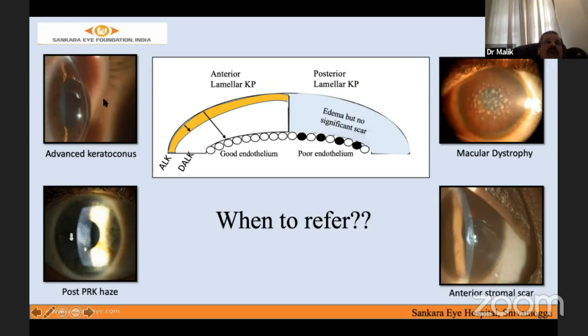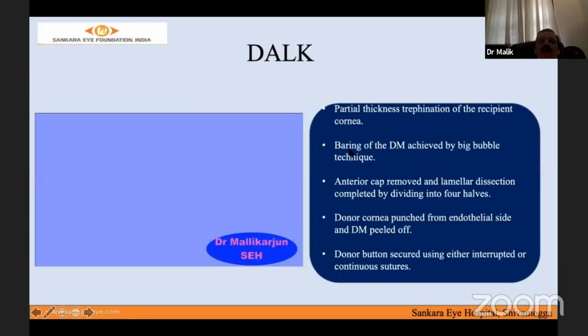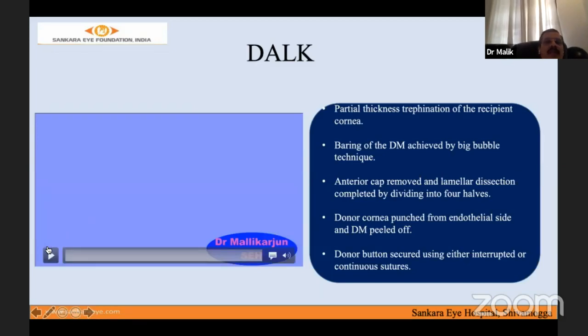One example is advanced keratoconus for DALK. Post-PRK haze, macular dystrophies, and anterior stromal scars will all benefit from anterior lamellar keratoplasty. And for posterior lamellar keratoplasty, Fuchs endothelial dystrophy, pseudophakic bullous keratopathy, and CHED will all benefit from posterior lamellar keratoplasty. And let's see what a DALK procedure is.